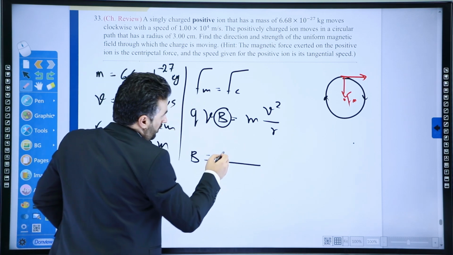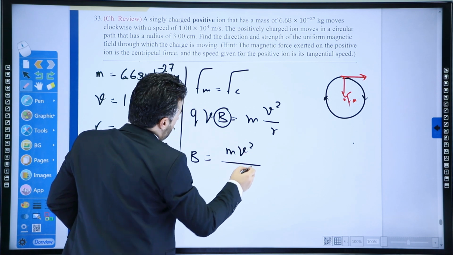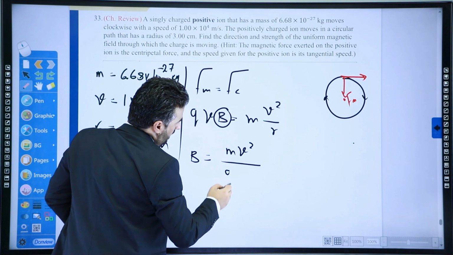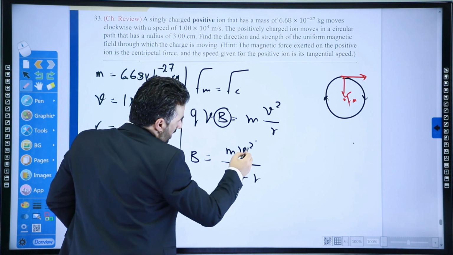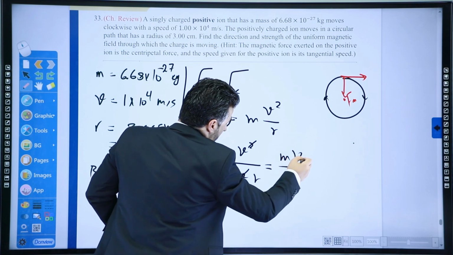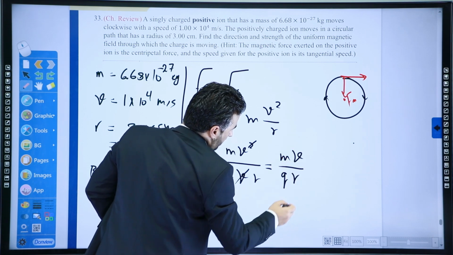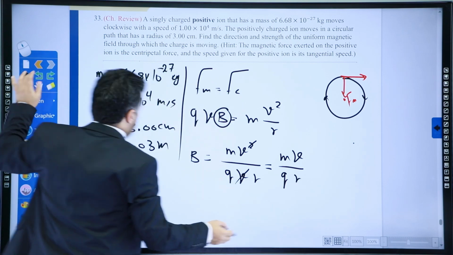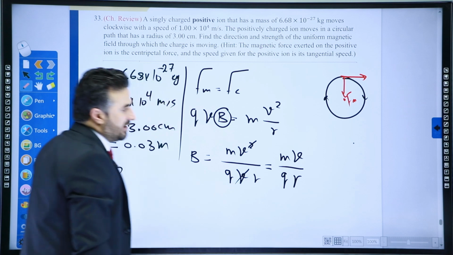B equals mv squared divided by qvr. You can see that one of the v's cancels out, so we will be left with B equals mv divided by q times the radius.